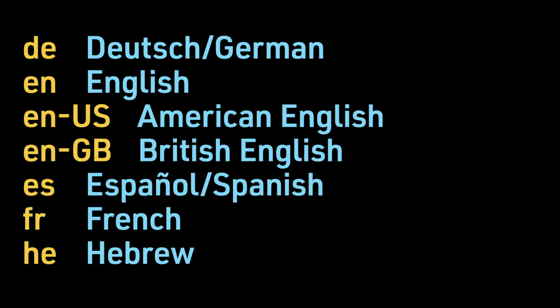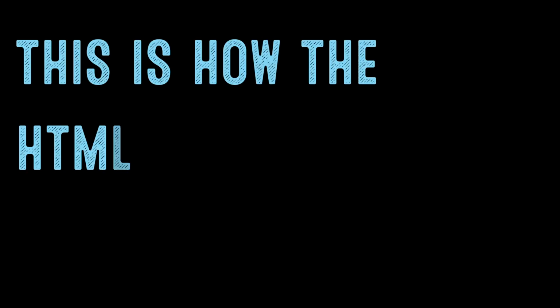DE, German. EN, English. EN-US, American English. EN-GB, British English. ES, Espanol, Spanish. FR, French. HE, Hebrew. HI, Hindi. JA, Japanese. NV, Navajo. RU, Russian. TL, Tagalog. UR, Urdu. ZH, Chinese. This is how the HTML would look.